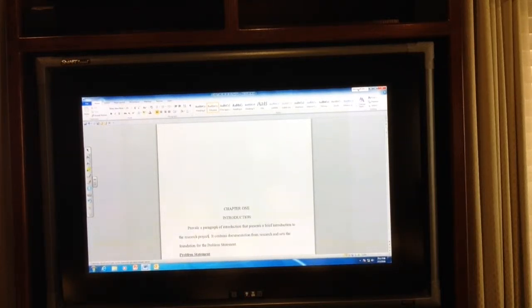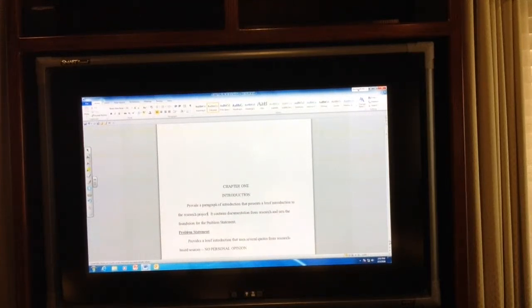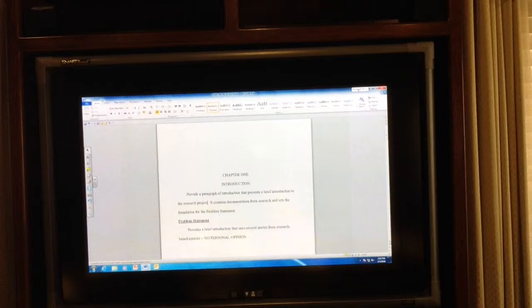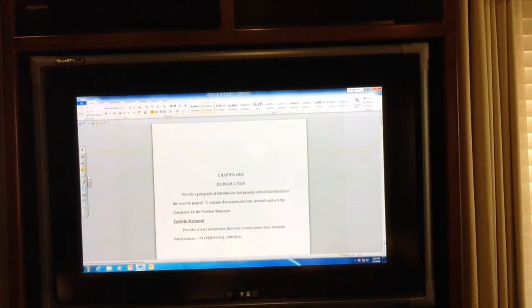From that statement, we are going to move to the problem statement. The problem statement provides a brief introduction that uses several quotes from research-based sources. And so you will have an introductory statement that talks about where the concepts are going to go, and then the problem statement, no personal pronouns.